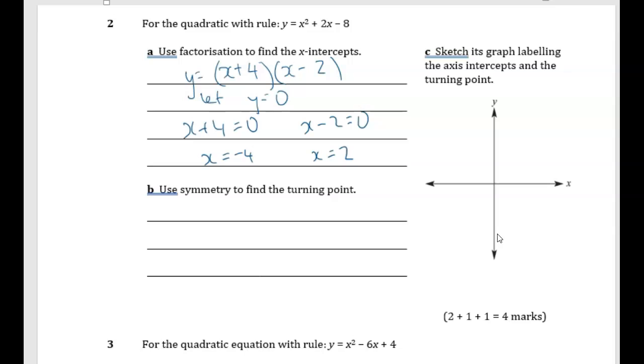Use symmetry to find the turning point. So your turning point is halfway between your x-intercepts, so you just add them together. Okay, so negative 4 plus 2 is negative 2, over 2 gives you negative 1. You could also, if you have done the quadratic formula part of chapter 7, you could use negative b over 2a if you like. But your turning point is just halfway between those 2 points. Okay. And once you've got the x, so that's just your x coordinate.